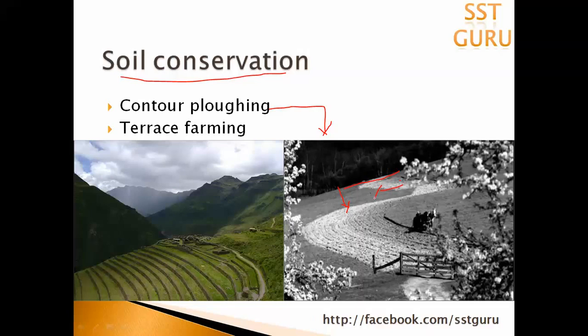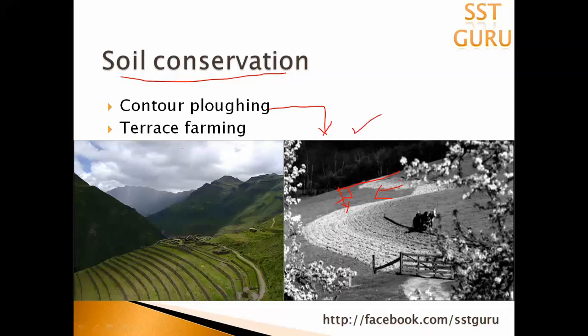If you plow like this, the water is going to be washed away, washing away all your nutrients. So you plow perpendicular to the slope. Only in this situation can you conserve all your soil's nutrients. So this is about contour ploughing.